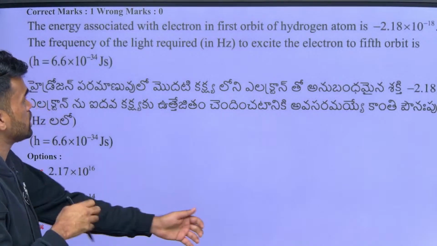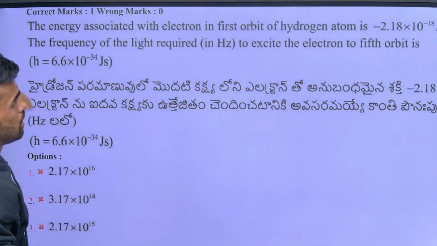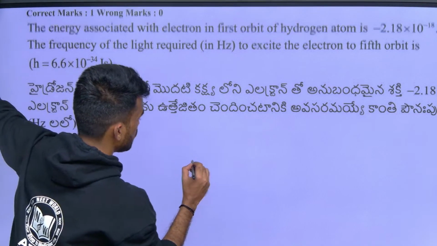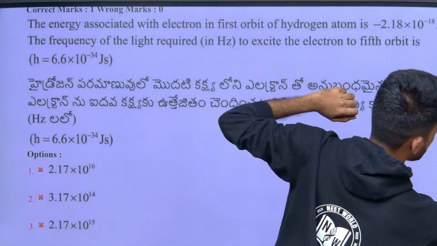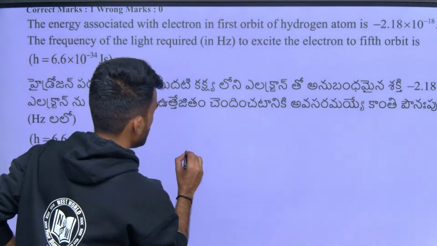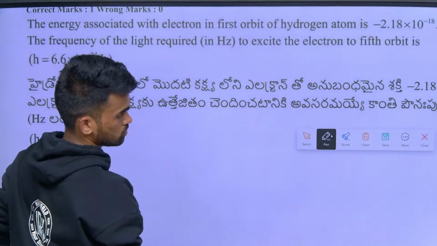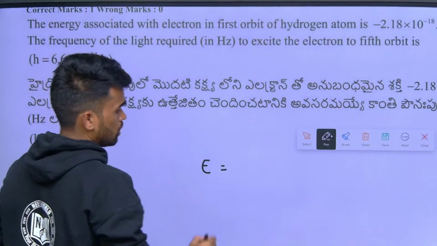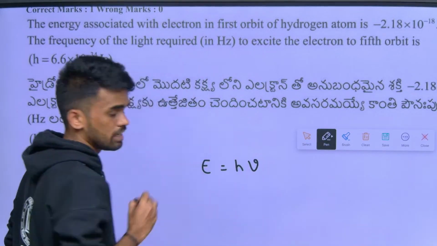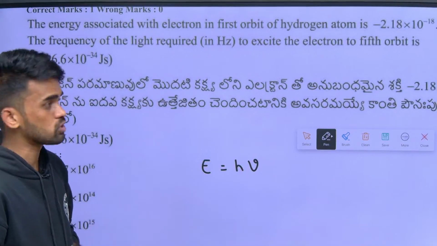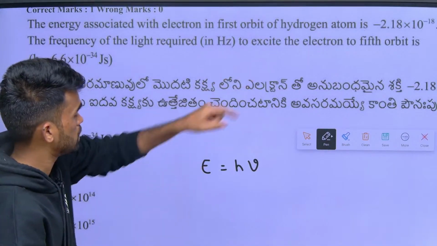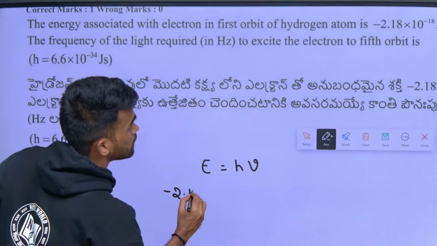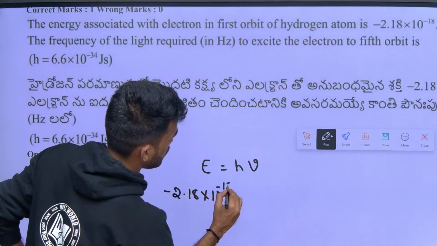For energy and frequency, we have a simple formula between these two things. Energy equals h nu. Using this we can solve this question. So what is the energy they mentioned? Minus 2.18 into 10 power minus 18 joules.